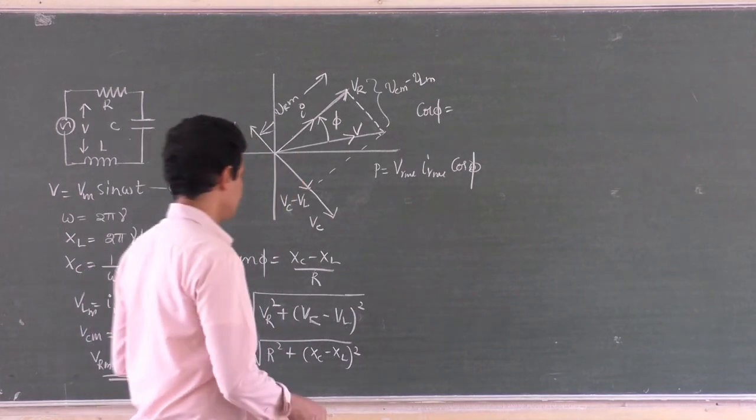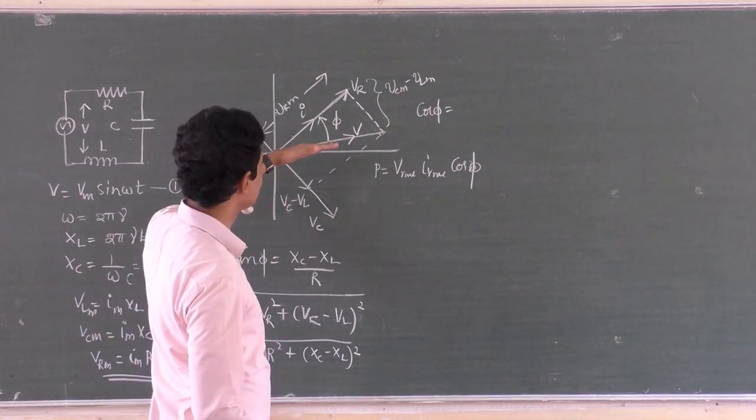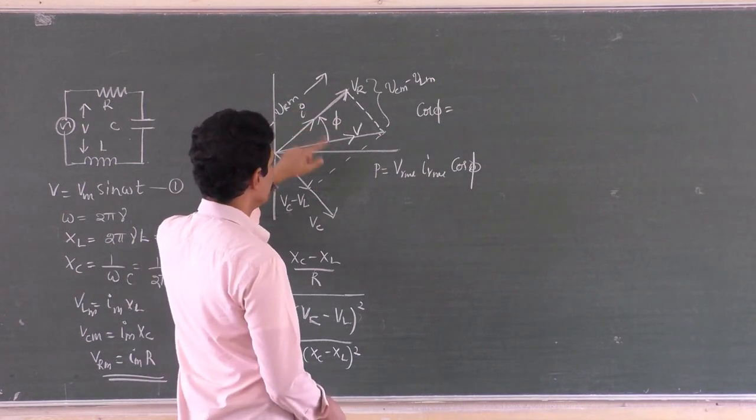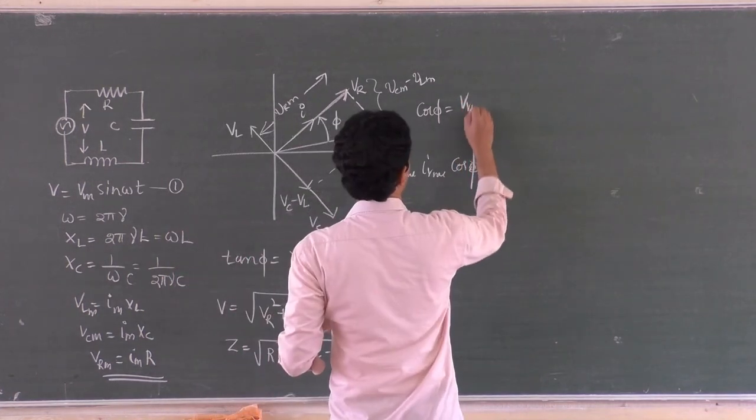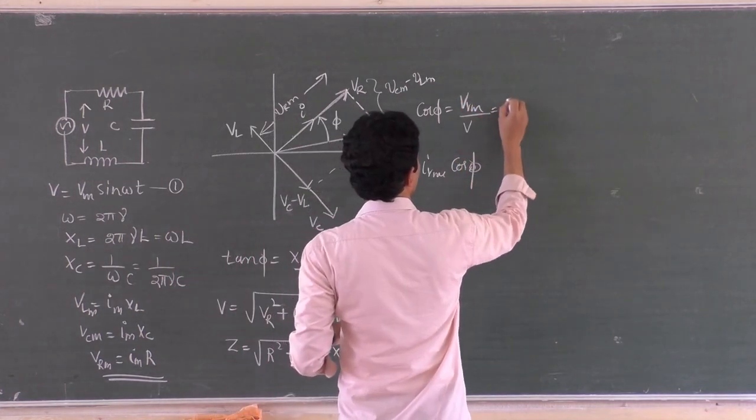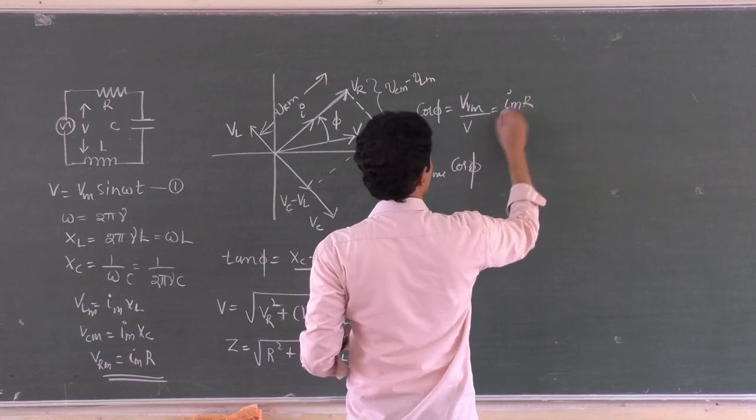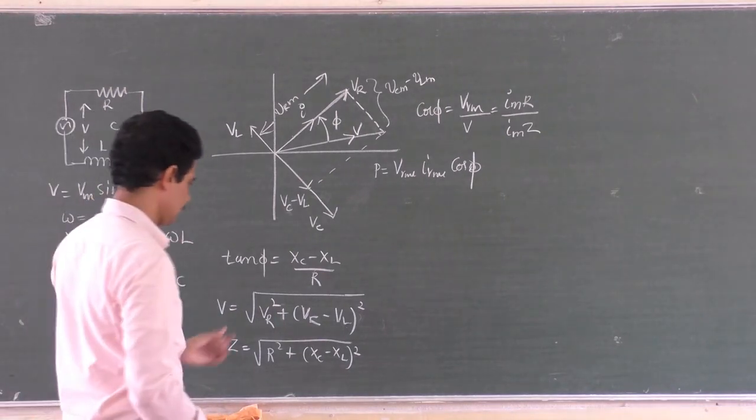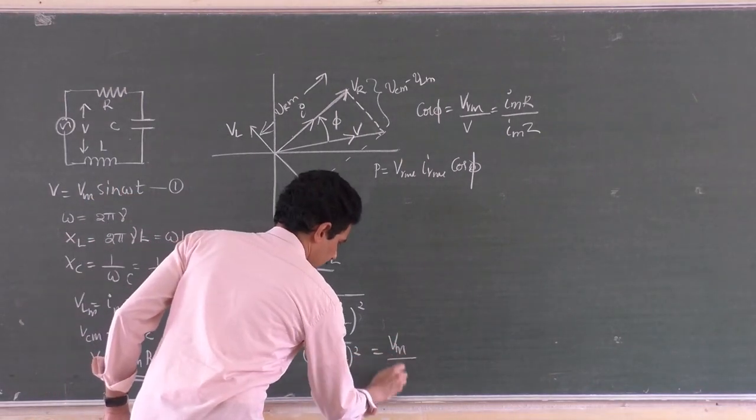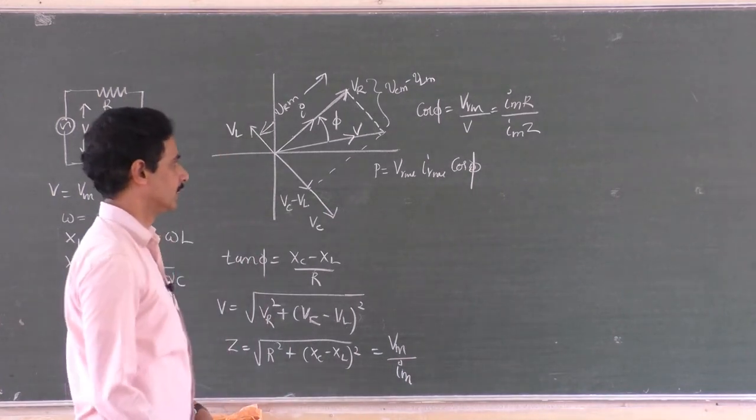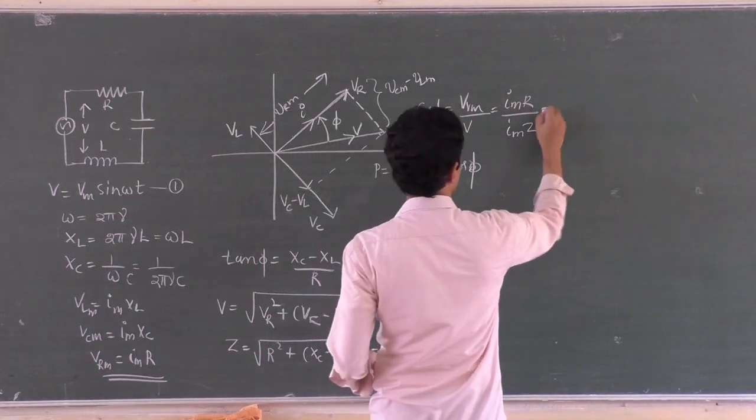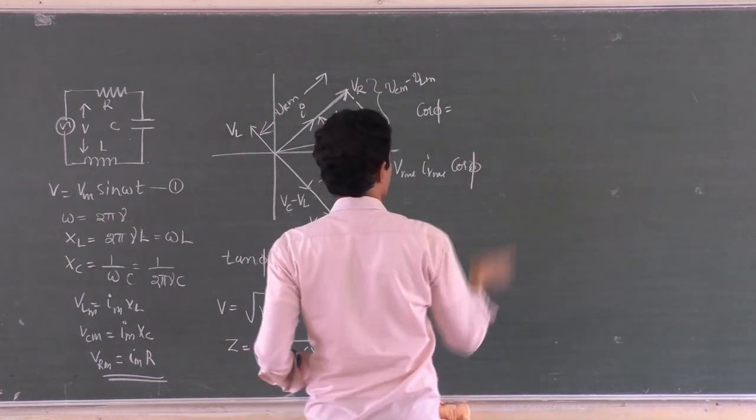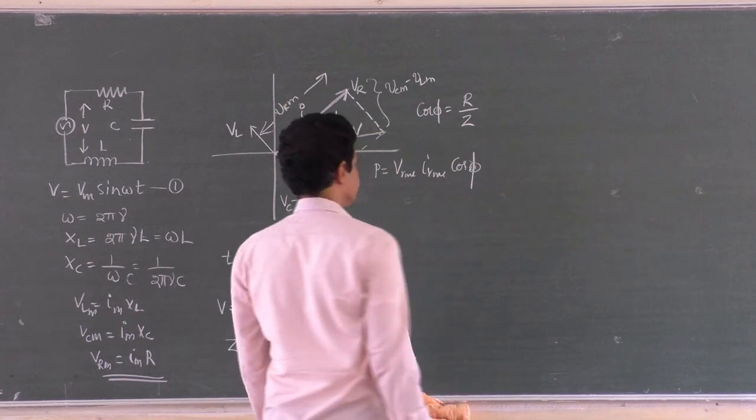So cos phi, if you want to write, cos phi is adjacent side by hypotenuse. Adjacent side is Vm R by V, and this is Im into R, Im into Z, because Z is Vm by Im. Okay, this is R by Z. Cos phi is R by Z. So shall I write it only once here? Cos phi is equal to R by Z.